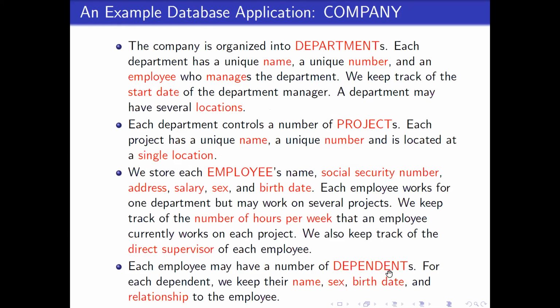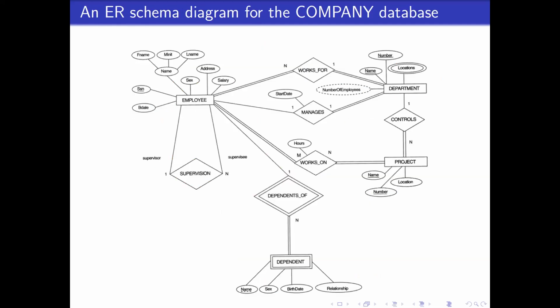And then you will have dependents. For dependents, we will have name, sex, birth date, and relationship. So those are called attributes. Now, once you identify attributes, you have to identify one of the attributes as a key attribute. We will come back to this later on. Key means a unique one. Already we know that in department, name and number are unique. So you will underline these to represent that these are key attributes.